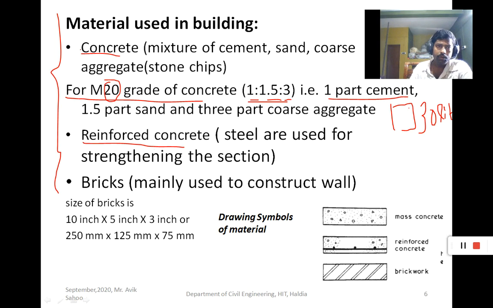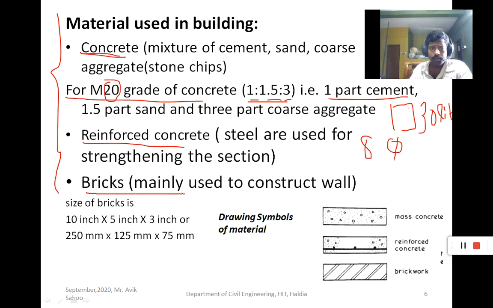Okay, so this is plain concrete. Plain concrete means no reinforcement is used, whereas in reinforced concrete the reinforcement is used. And reinforcement means steel bars, different bars are used, like 8, 10, and so on. So different types of bars are used to strengthen the section.